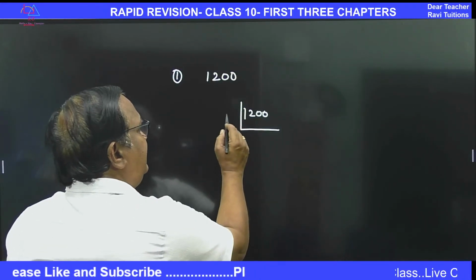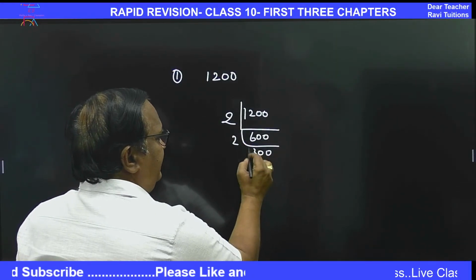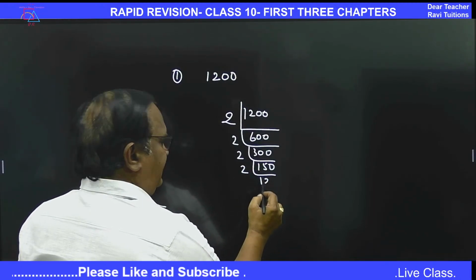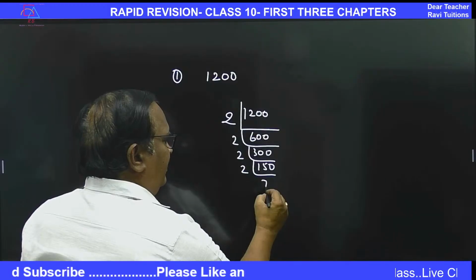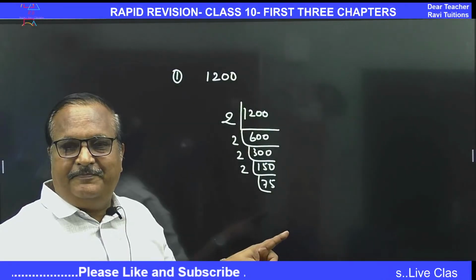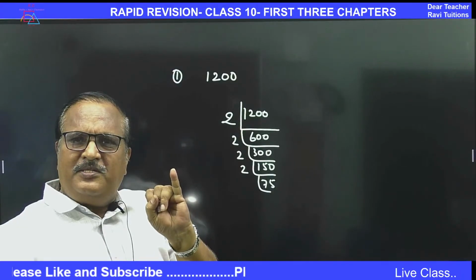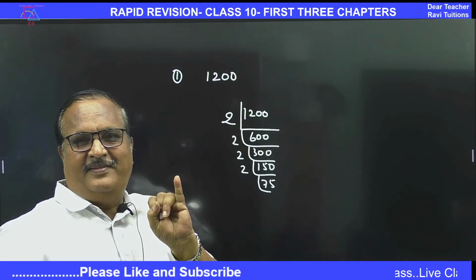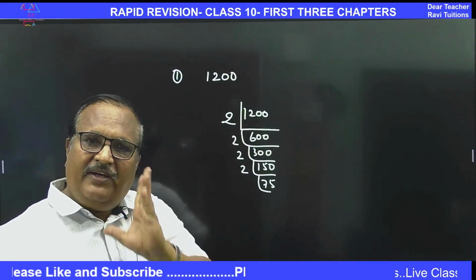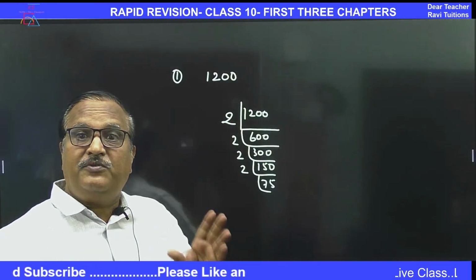So dividing by 2 gives 600, again by 2 gives 300, again 150, again 75. Now 2 won't go into this, 3 will, because I use a pattern. I always start from the smallest number and keep increasing it. This is one tip: you should always follow your own pattern. You have to develop a pattern.